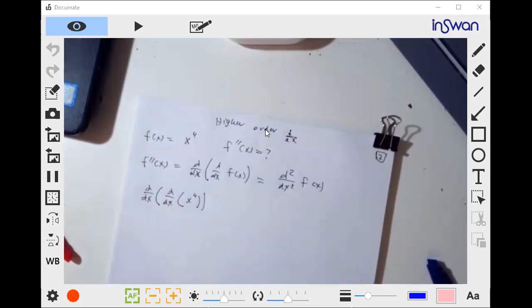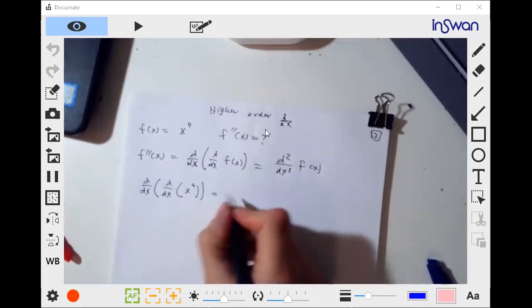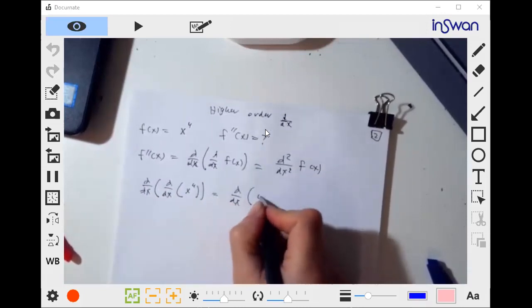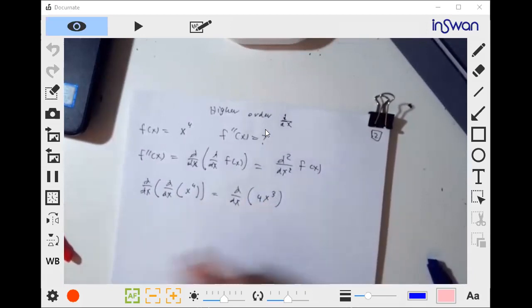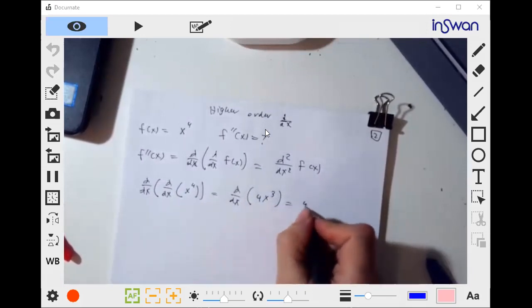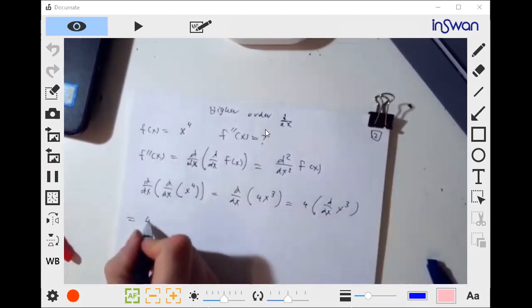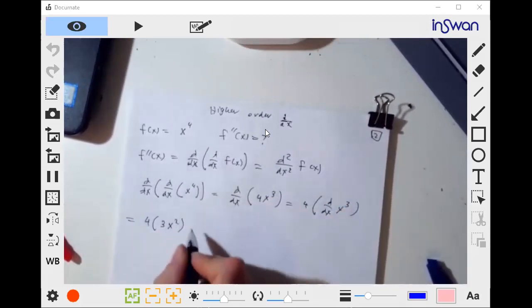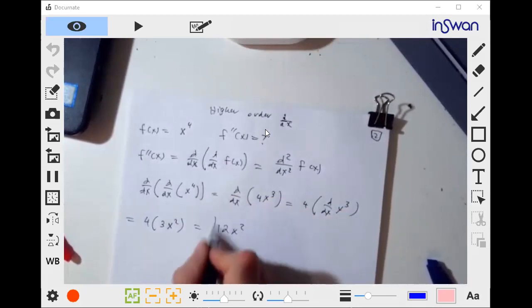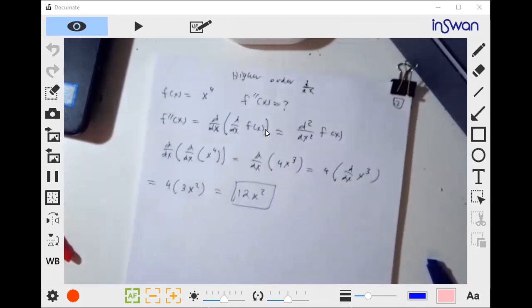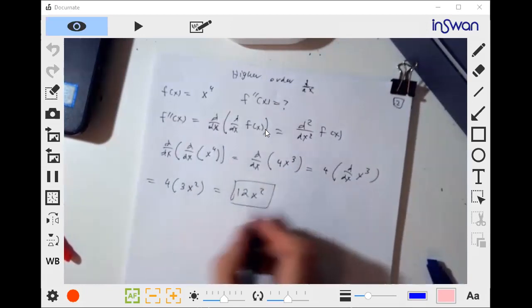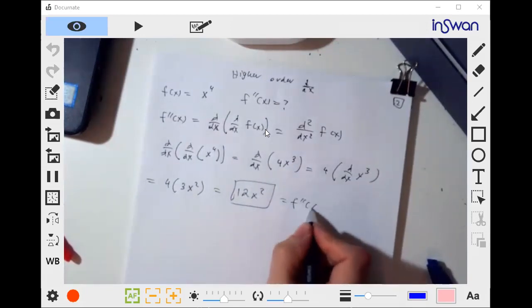So when the differential operator meets this term initially, it gives us a 4x cubed. And then this differential operator ignores that 4 and attacks that x cubed. And then this ends up becoming 4 times 3x squared. So combining the terms, we get this. Okay? So then this is f double prime of x.